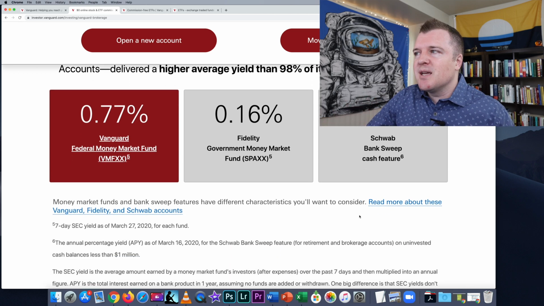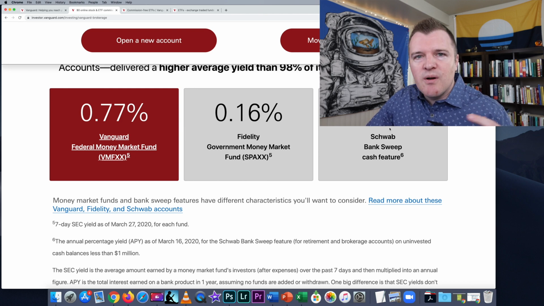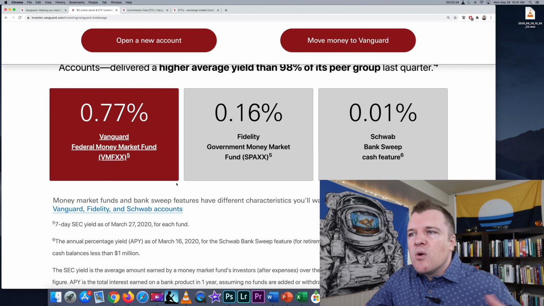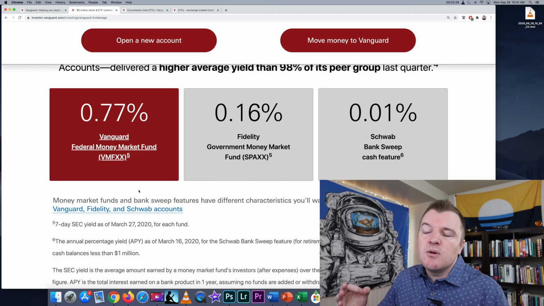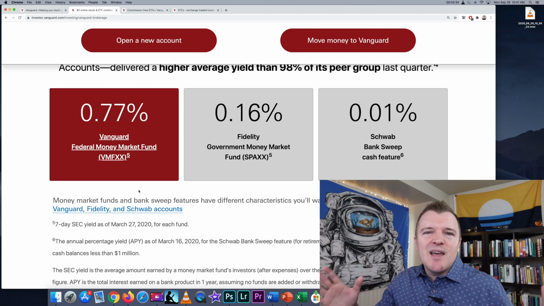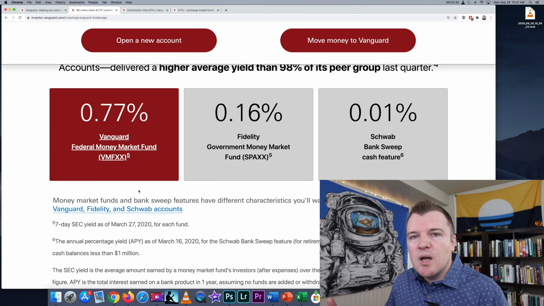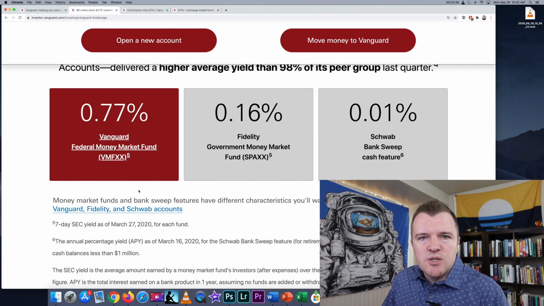So Schwab, you're only getting 0.01% for any cash just sitting in your brokerage account that's not currently being actively invested. Whereas Vanguard will invest that money and then pay you for it. So you're getting 0.77. That's not that much right now, but if interest rates in the future go higher, this would go higher as well. You would get closer to, for example, a couple years ago, this was closer to 2%.